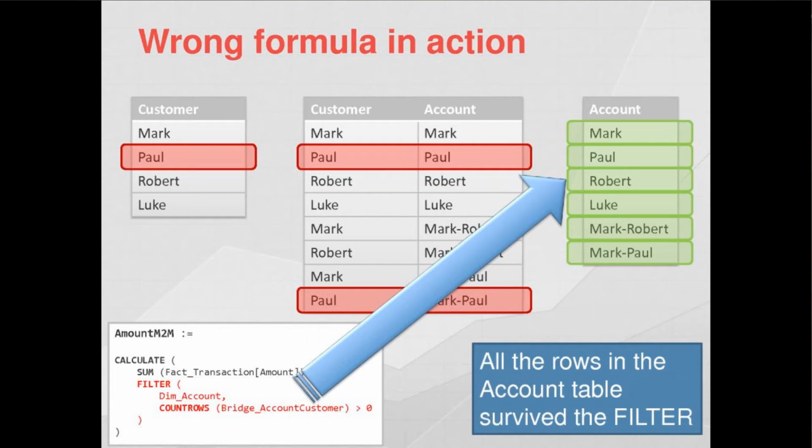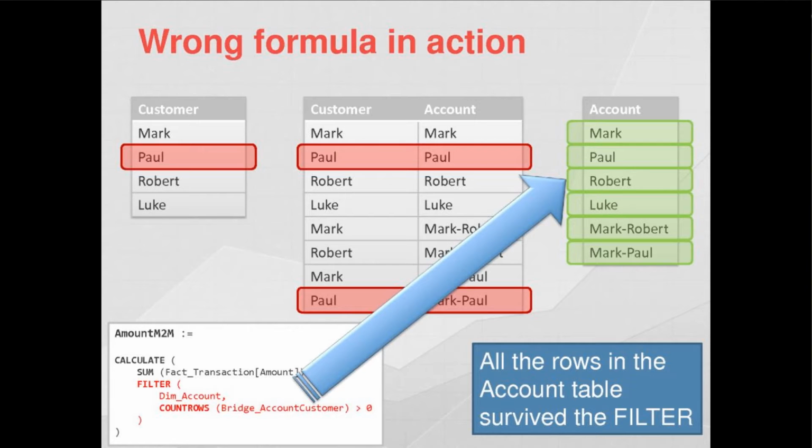We have calculate. Calculate will compute the sum of transactions amount after applying this filter to the data model. Filter is an iterator, meaning that filter starts from the first row of a table and then iterates row by row over this table. For each row of dim account, it will compute count rows of bridge account customer. If the count rows is greater than 0, then the row from the account table will survive the filter. If the count rows is not greater than 0, then the row will be removed by the filter, and we will have fewer rows in dim account.